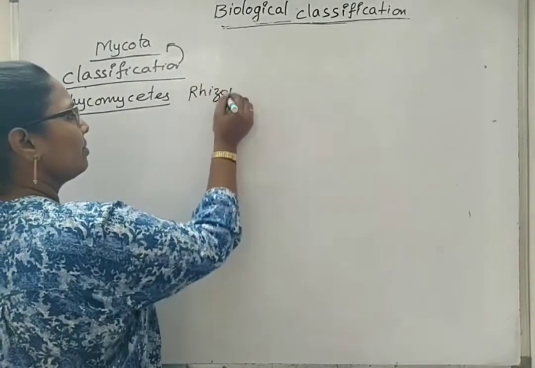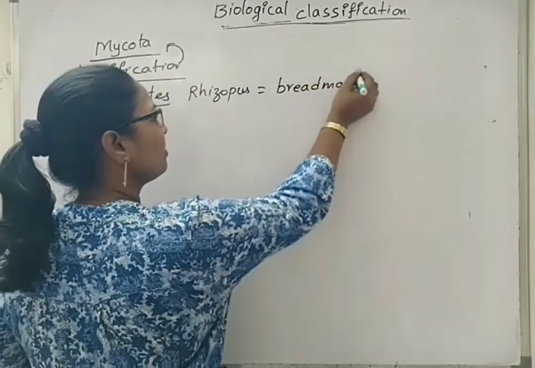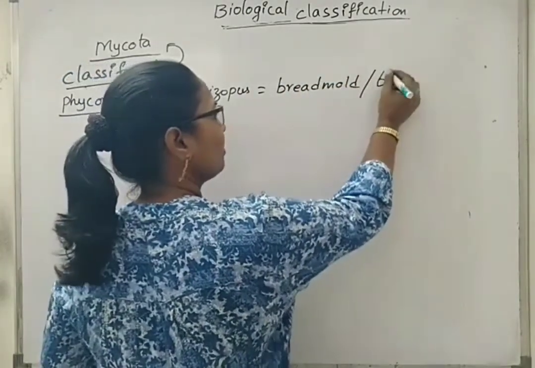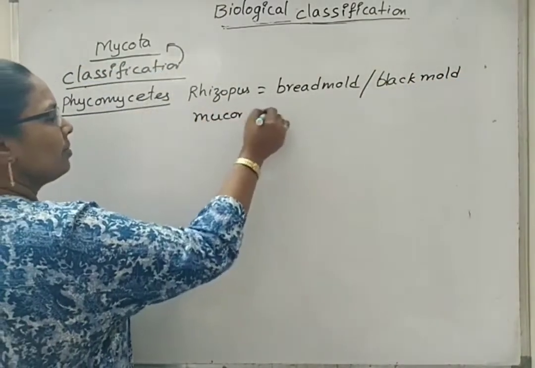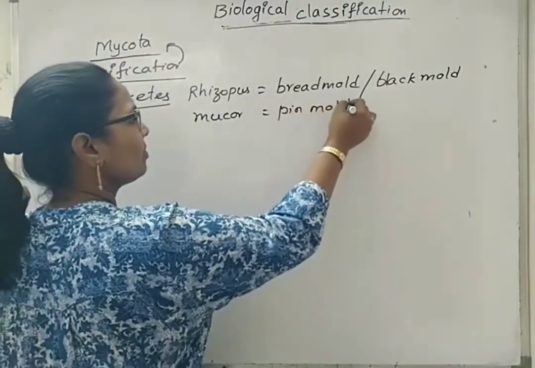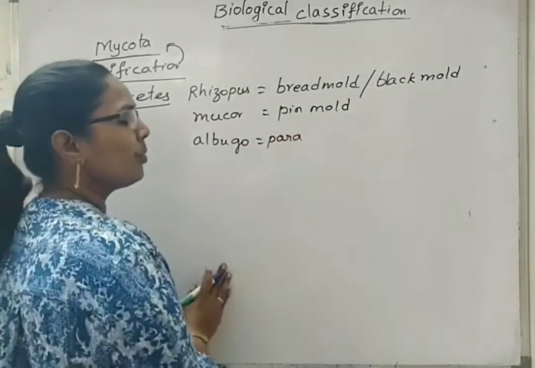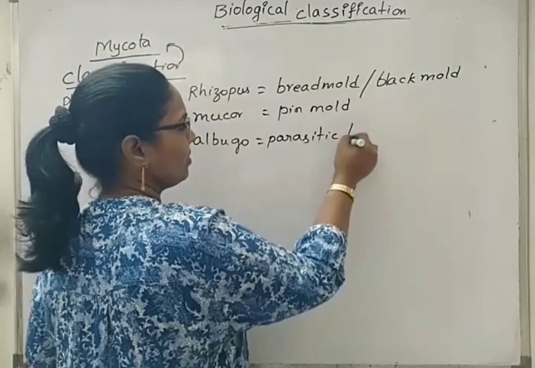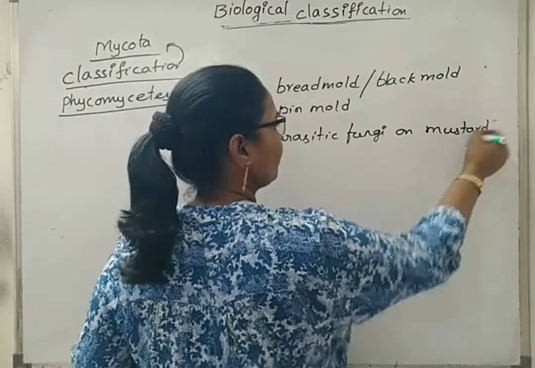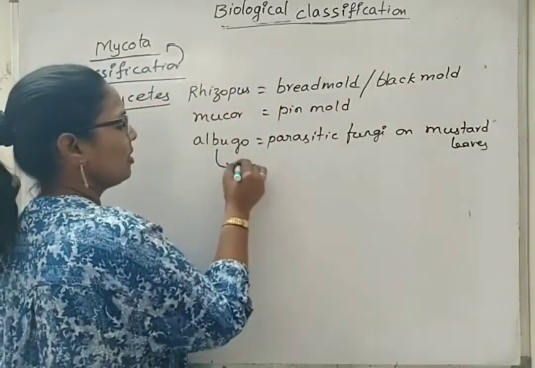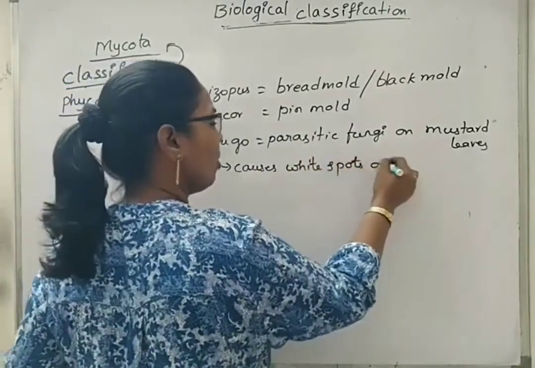Rhizopus is also called bread mold or black mold. Mucor is also called pin mold. Albugo is a parasitic Phycomycetes member, a parasitic fungus on mustard leaves. It causes white spots on mustard leaves.